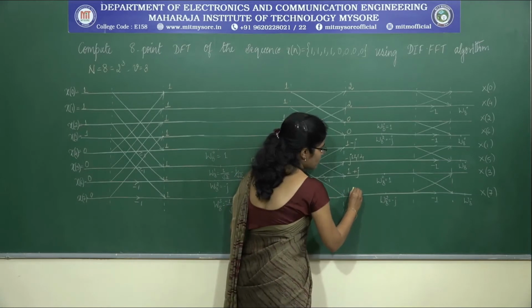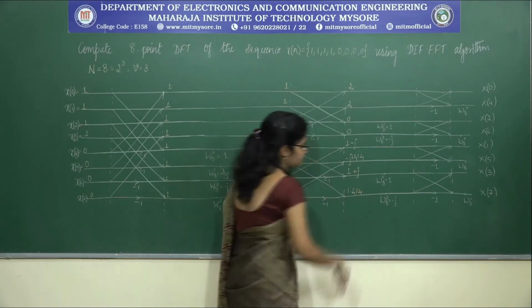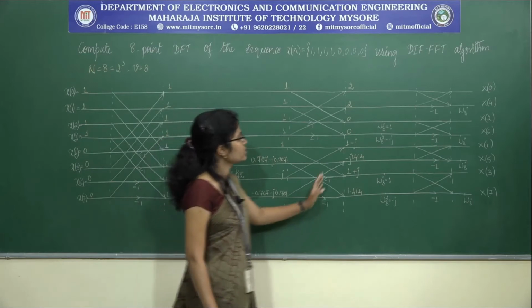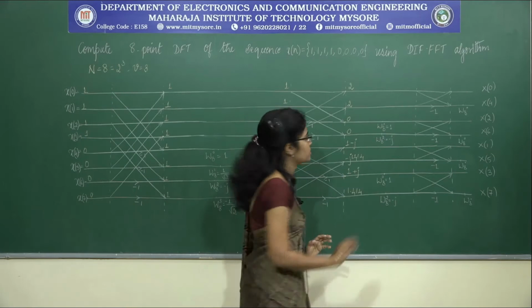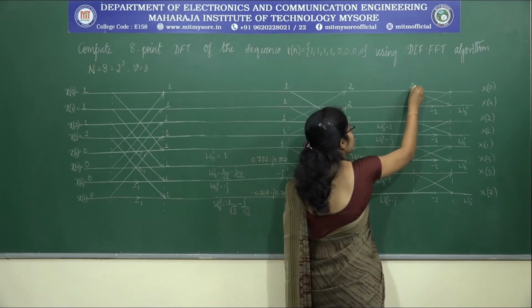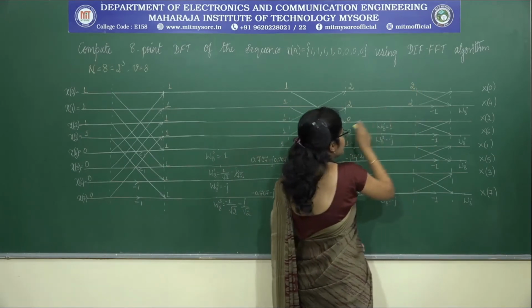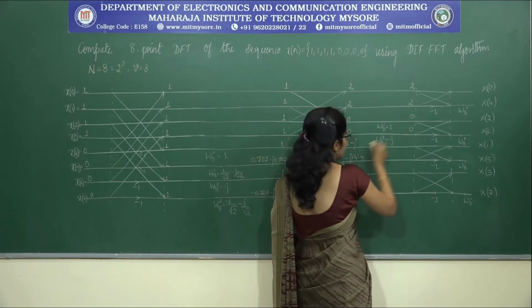So the value is 1.414. Hope it is clear. So we got the output of second stage. Now let us write the input to first stage. So 2 comes directly here. So this 2 comes here, 0 multiplied by anything is 0.